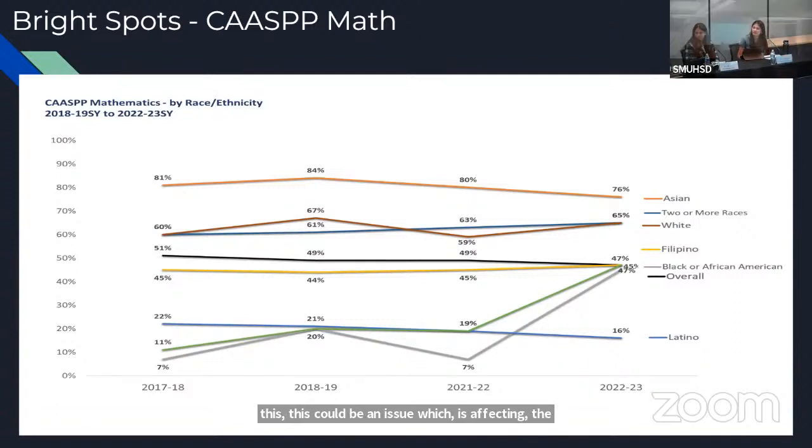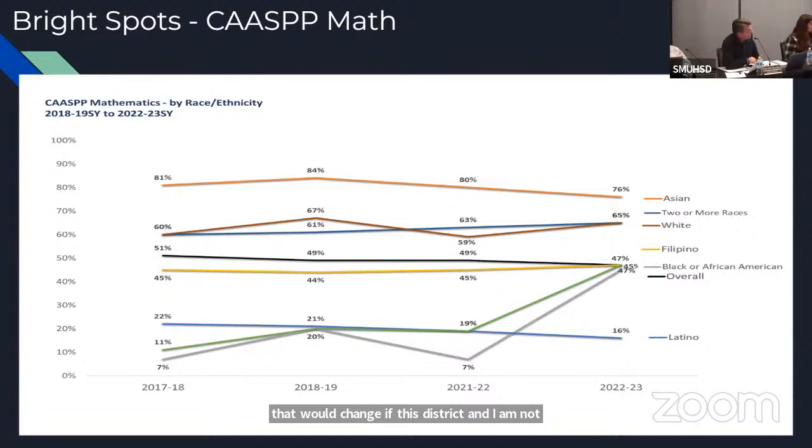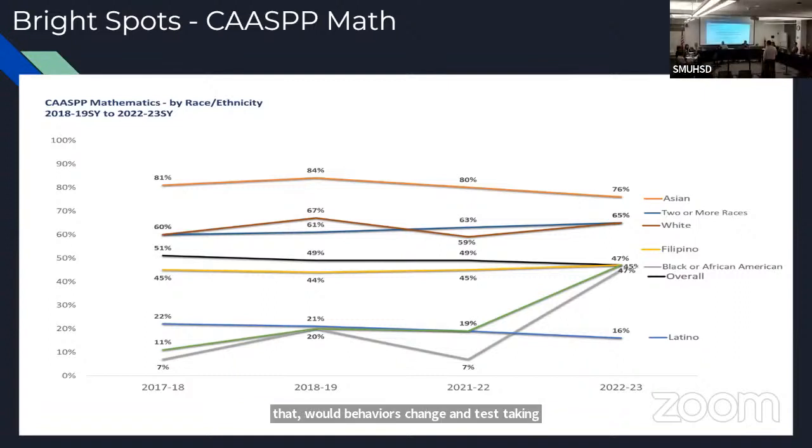I hear you. So on the flip side, do you think that would change if this district, and I am not advocating for this, just to be clear, not free pizza, how about posting the CASP score on your transcript? And I'm not advocating for that. I want to be very clear. But if we did that, or if a school district out there did that, would behaviors change in test taking approach? I would say as a student, if it's on a transcript, does that mean colleges would see it?